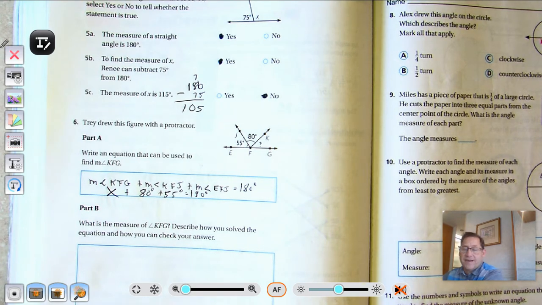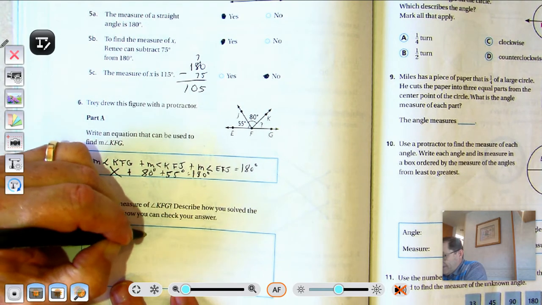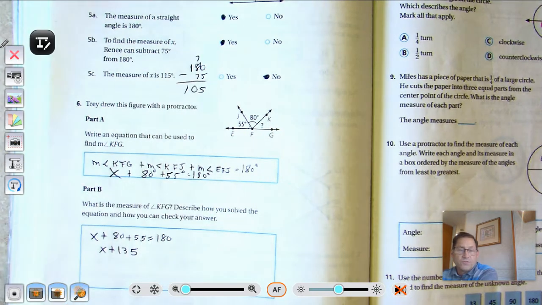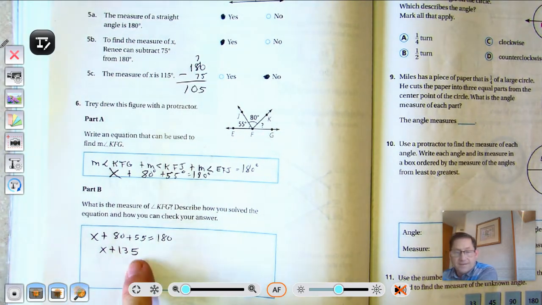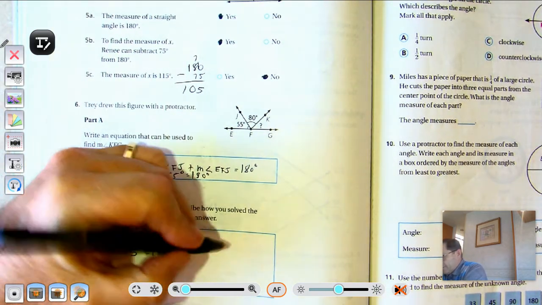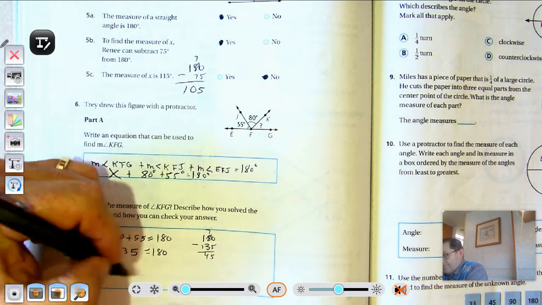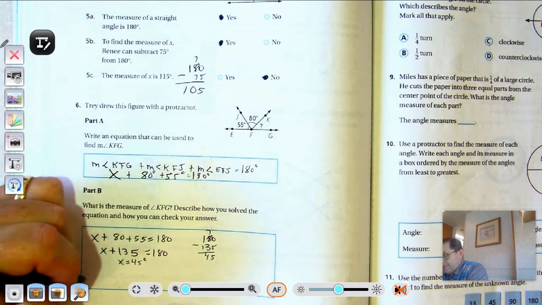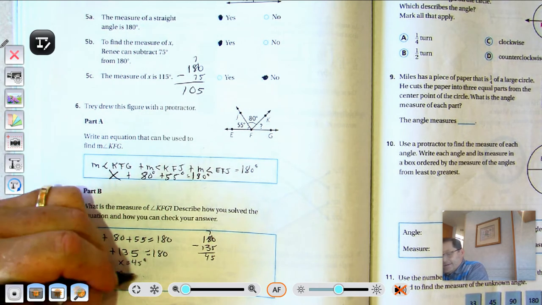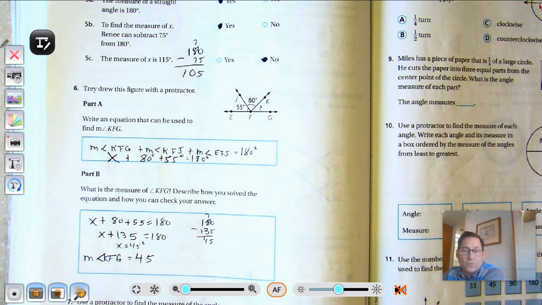So what is the measure of KFG? Well, x plus 80 plus 55 equals 180. x plus 135. 5 plus nothing is 5. 8 tens and 5 tens is 13 tens. Okay, subtract 135 from 180. We'll get 45 degrees. So the measure of angle KFG equals 45 degrees.